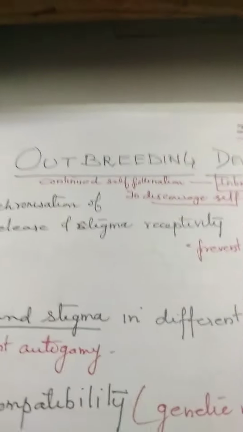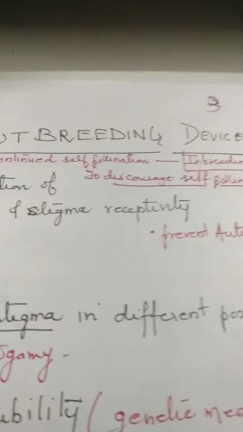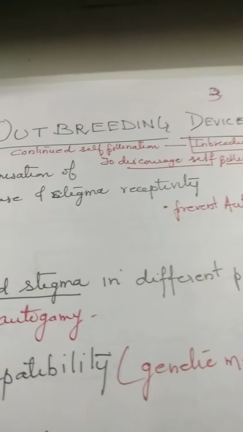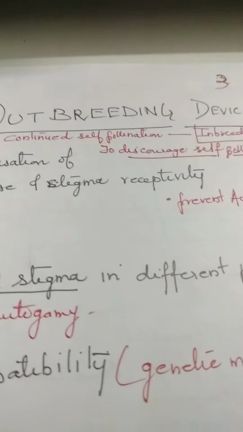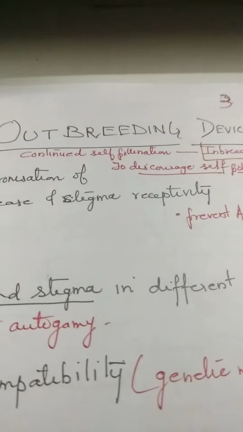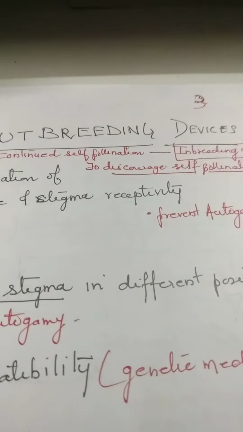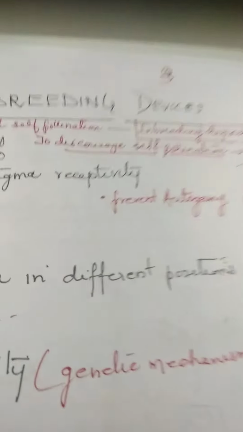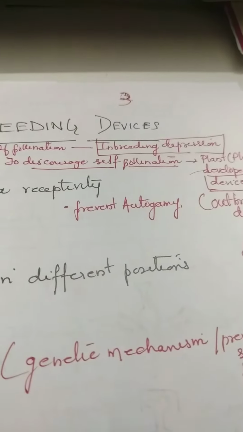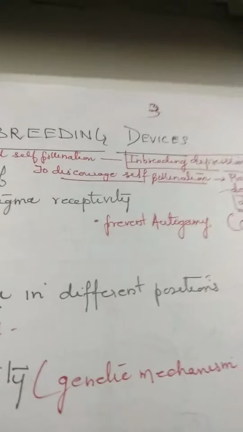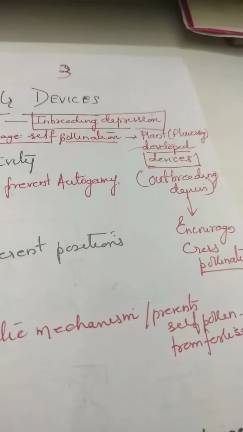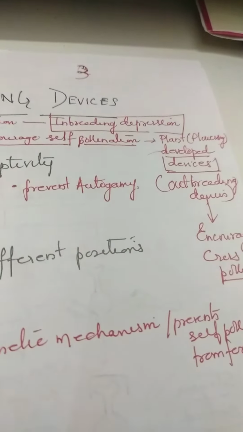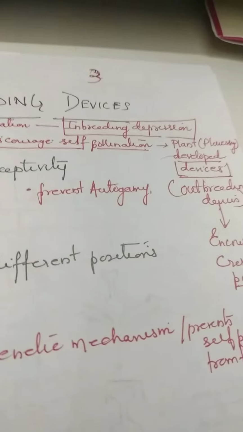Hello students, today we are going to discuss the outbreeding devices. What are these outbreeding devices? Suppose continued self-pollination takes place, then what happens? There will be an inbreeding depression. So to discourage this self-pollination, the plants, especially the flowering plants, have developed some devices.